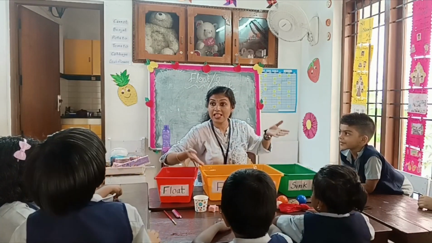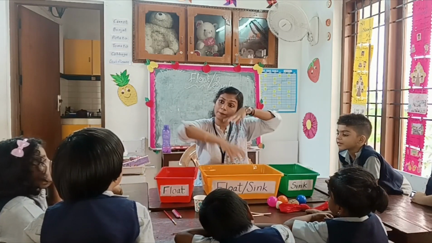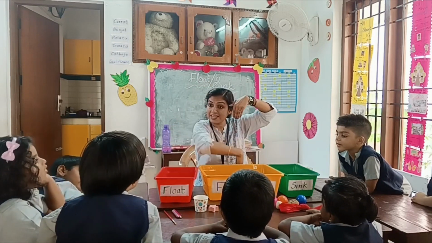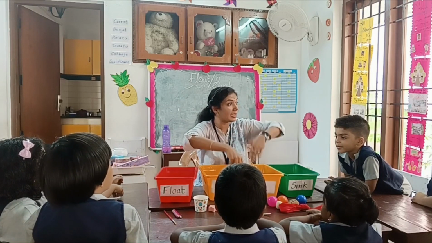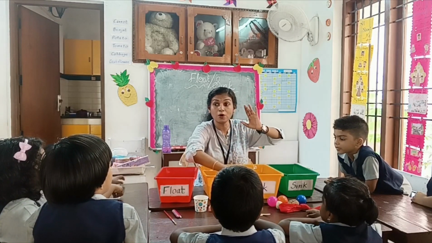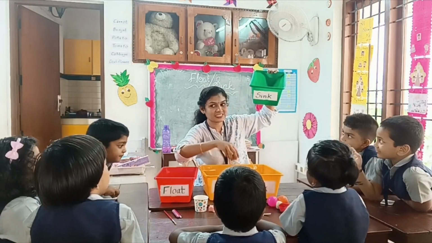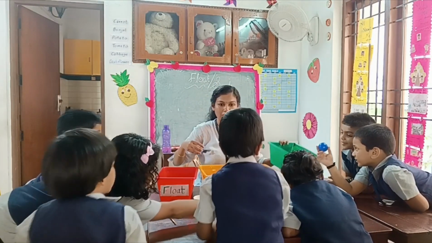So the pebble goes down. That means it is sink or float? Sink. If it goes down, sink. The ship will sink. The pebble goes under the water, to the bottom of the water. So it sinks. S for sink. I keep it in the sink one. Alright?